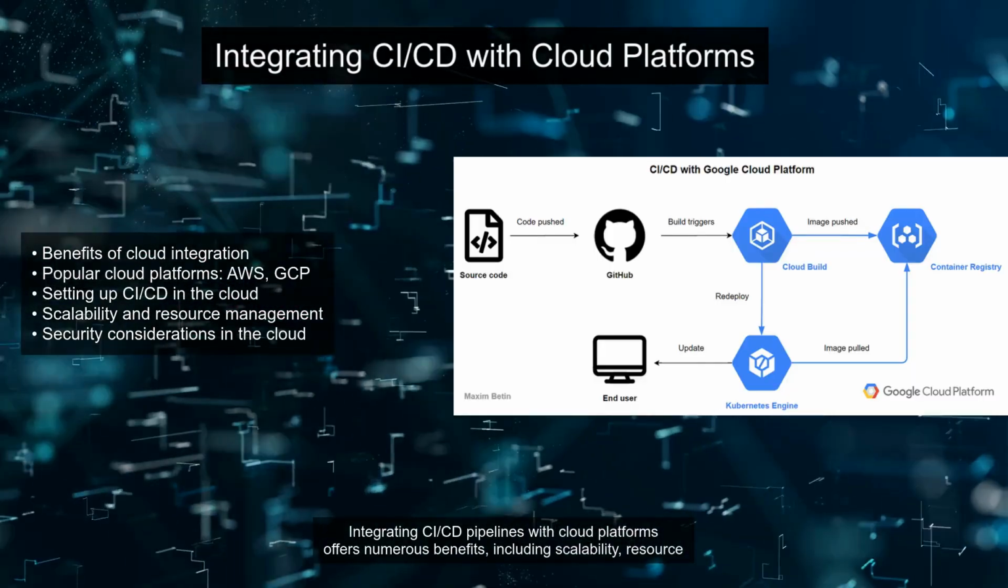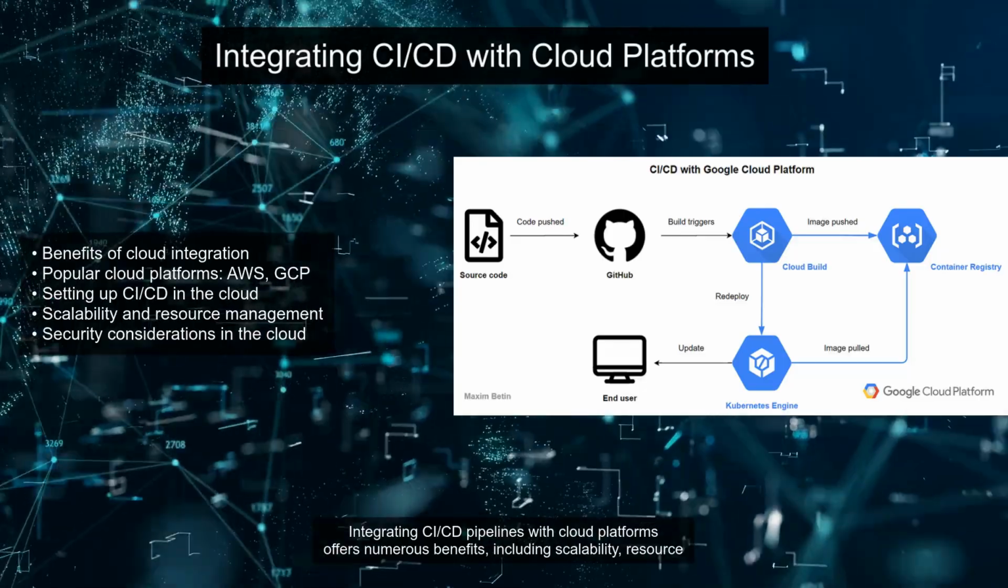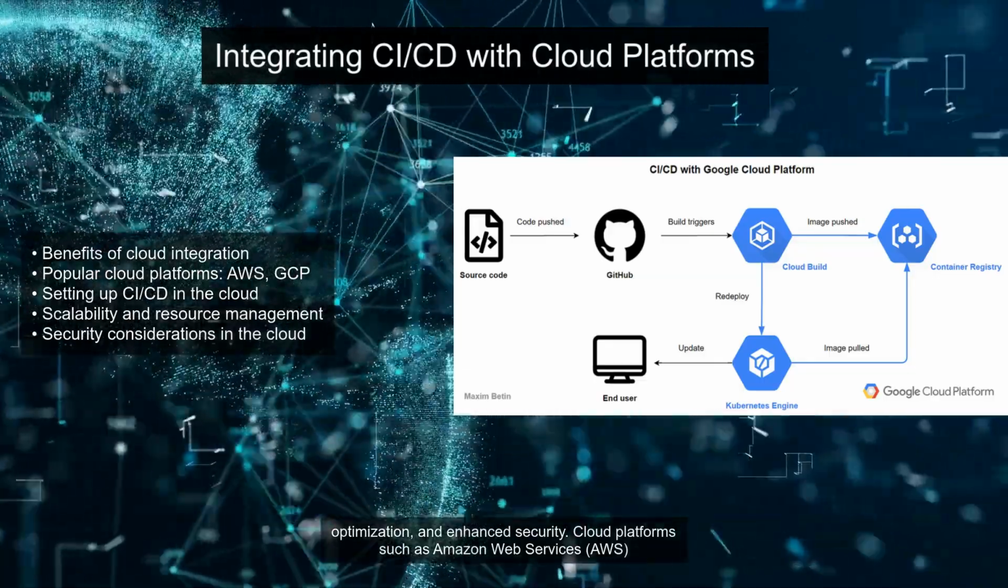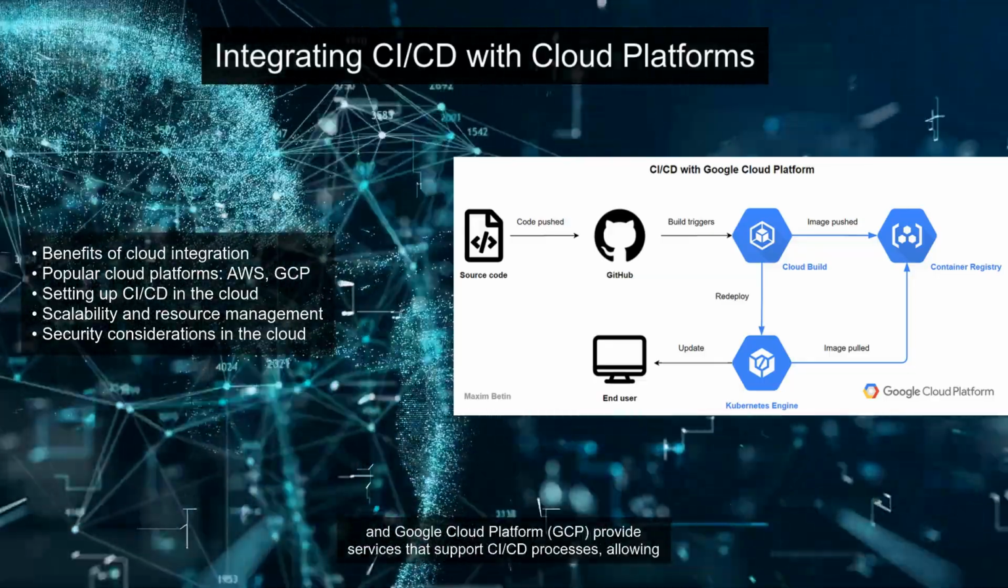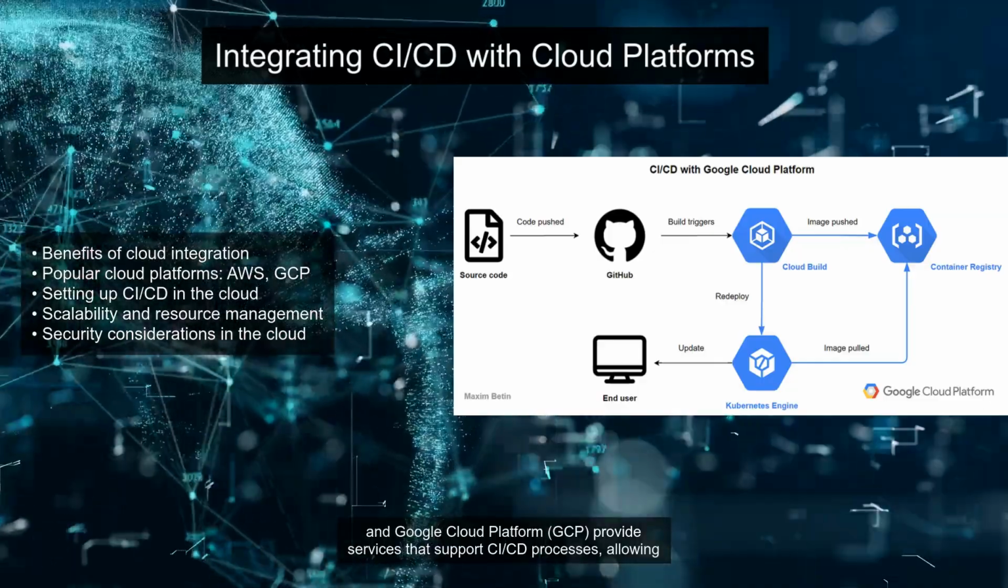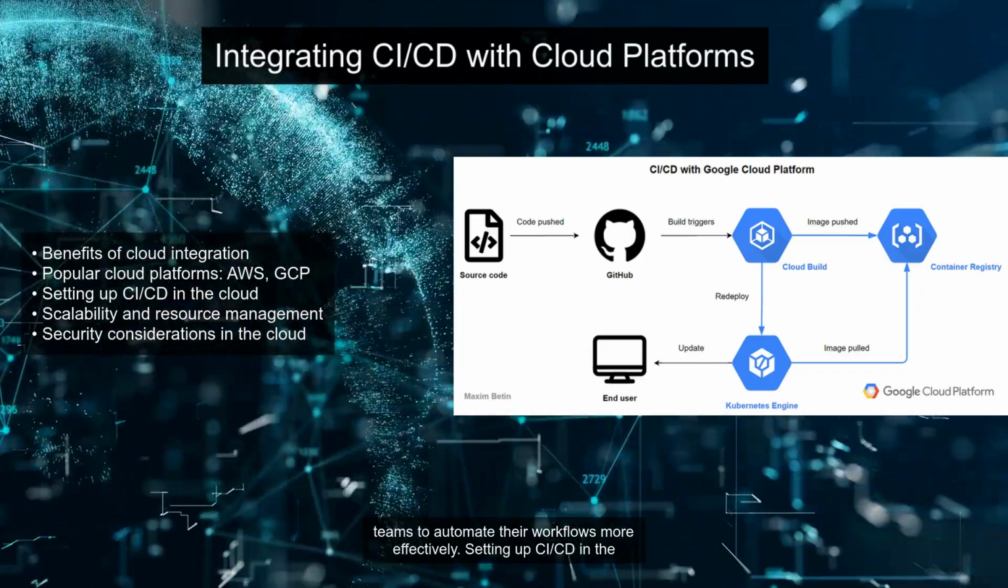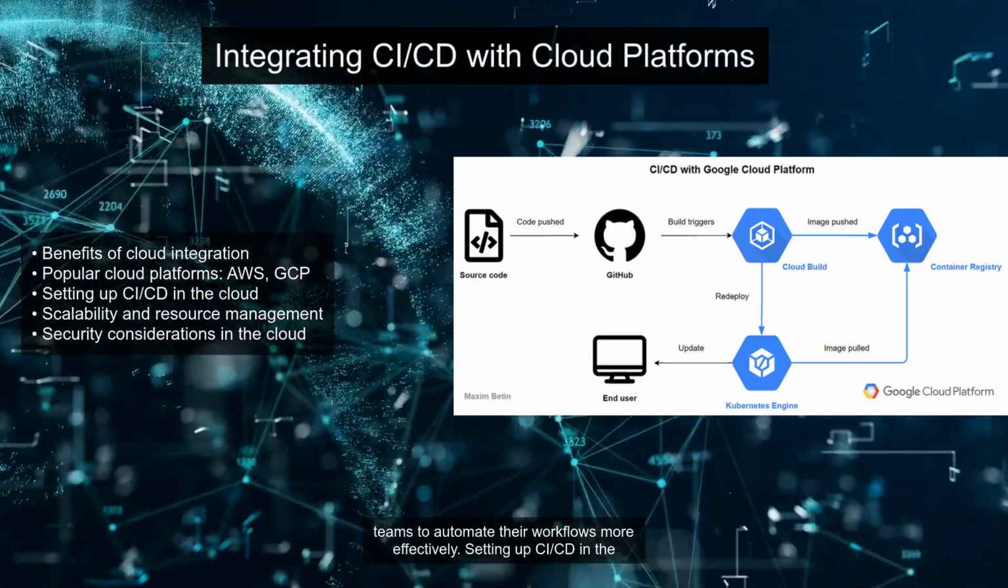Integrating CI/CD pipelines with cloud platforms offers numerous benefits, including scalability, resource optimization, and enhanced security. Cloud platforms such as Amazon Web Services, AWS, and Google Cloud Platform, GCP, provide services that support CI/CD processes, allowing teams to automate their workflows more effectively.